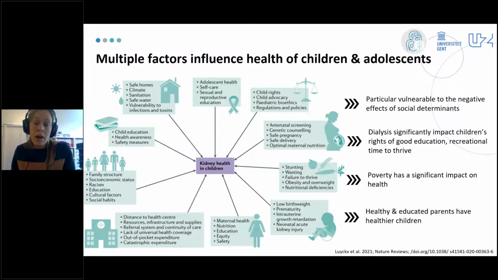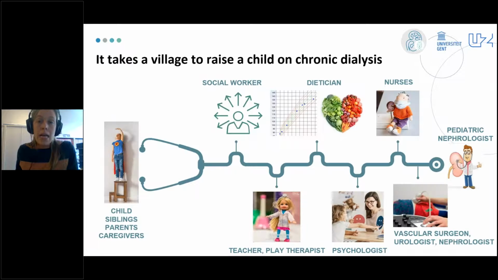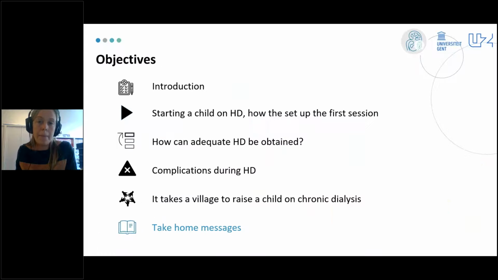And also, I really want to stress the importance of parental health and education in the health of the child, because these parents are at risk for anxiety and depression. And it's really important as caregivers to also create a framework that is able to support the parents as well, because that is also going to benefit our patients. So therefore, I think a multidisciplinary team in the pediatric dialysis unit is essential to enhance the holistic view of a child's health, far beyond also the medical aspects.